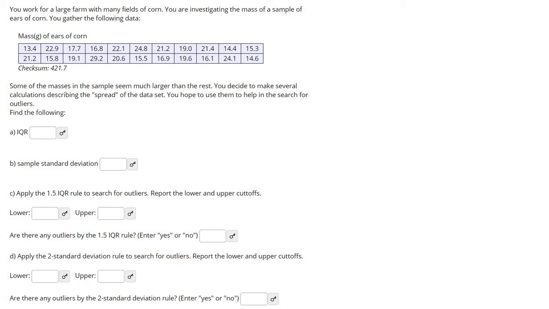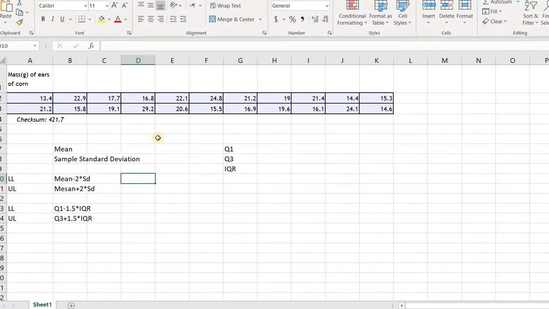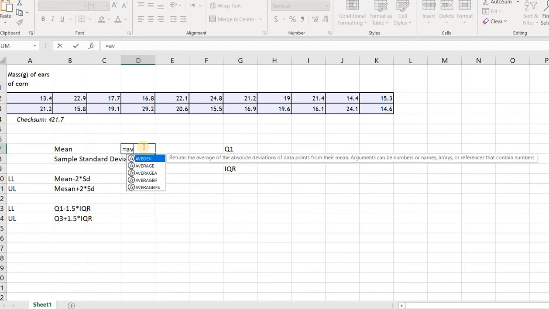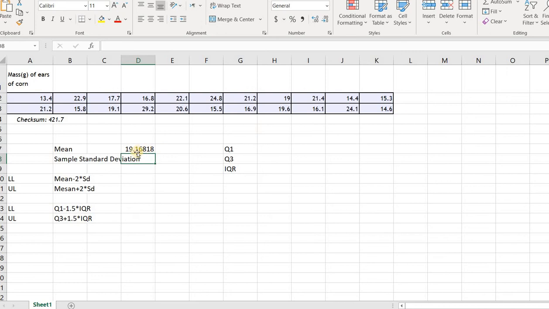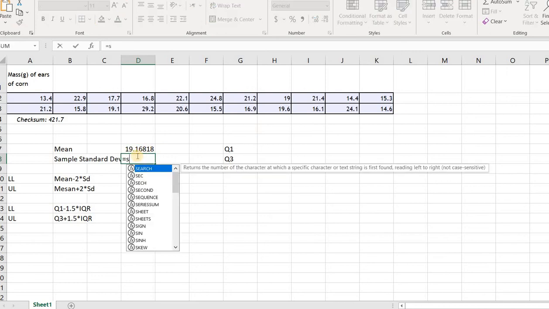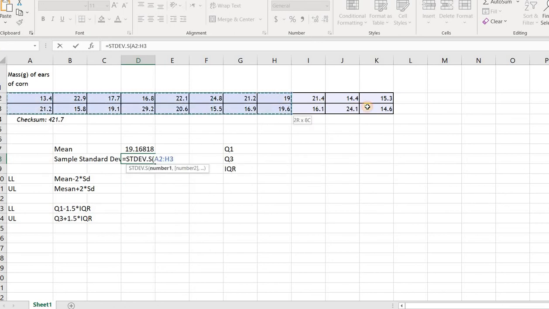So here are the steps that I've got to follow. I copied my data already. I'm going to compute the mean to use it for the last part of the question. So, average. I'm going to select my data, and then I'm going to compute the sample standard deviation. I'm going to compute it right here: STDEV.S of the data.